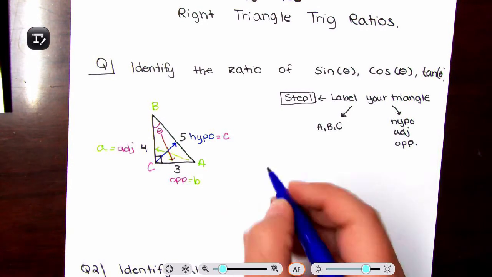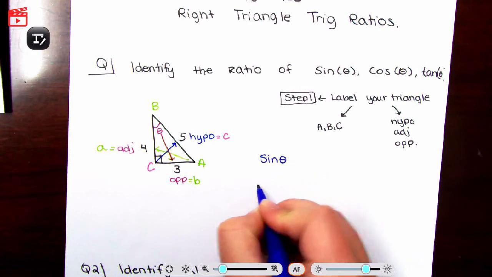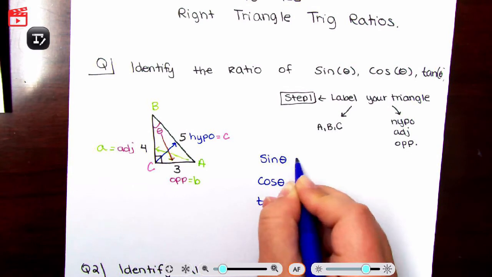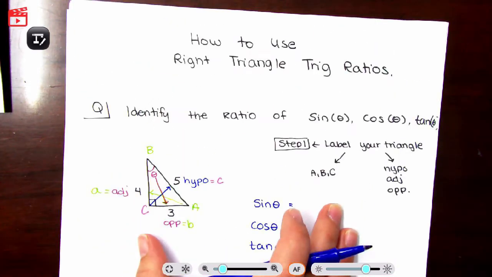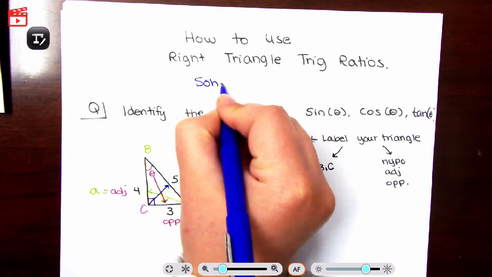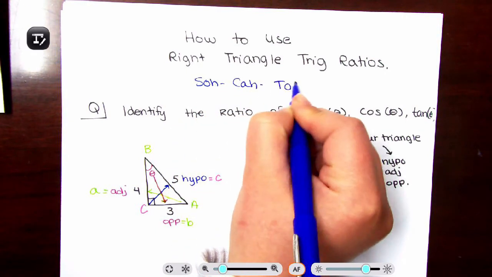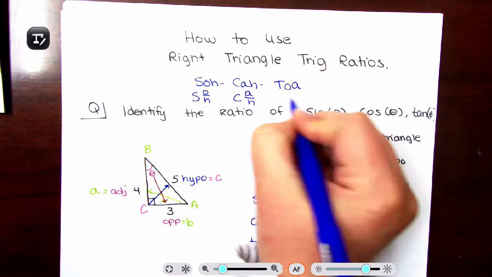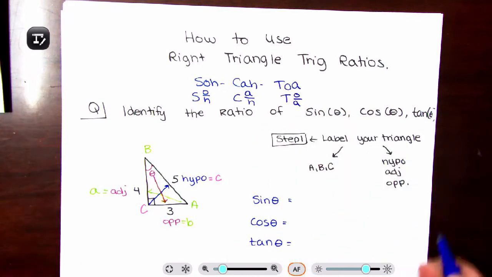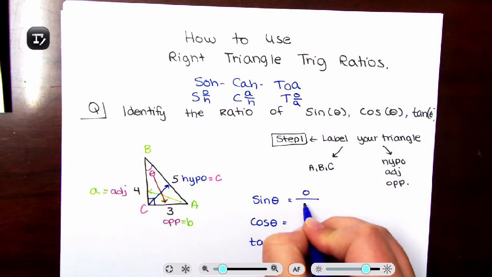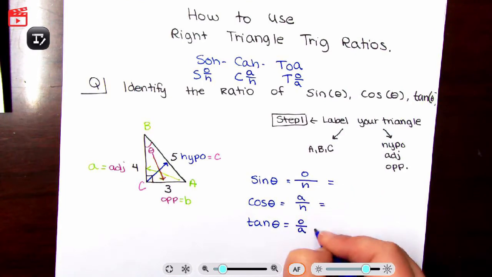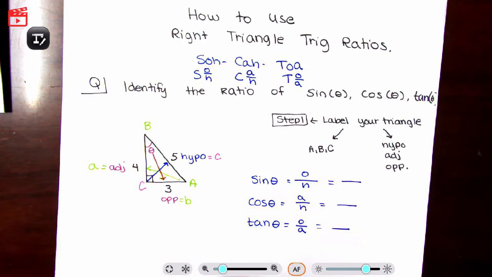So let's do that. Sine of theta, cosine of theta, tangent of theta. Well, what are they? We're going to write, kind of off to the side, SOHCAHTOA. That means sine is opposite over hypotenuse, cosine is adjacent over hypotenuse, and tangent is opposite over adjacent. So I'm going to write that out. Opposite over hypotenuse, adjacent over hypotenuse, and opposite over adjacent. So that means that I'm going to have a fraction for each one.